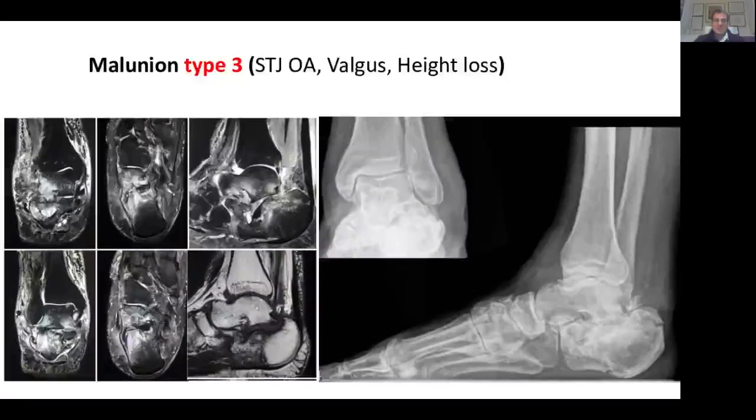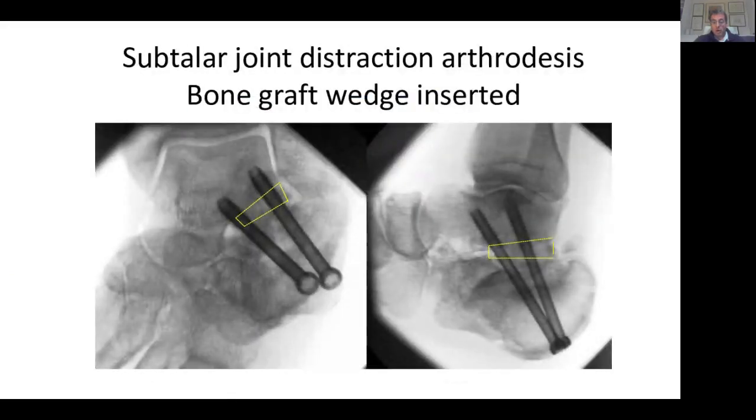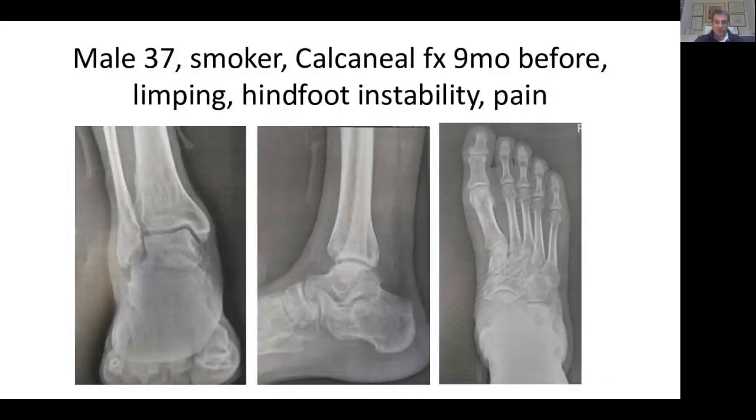As you can see in this case, there is arthritis, there is valgus alignment, but there is also a loss of height of the calcaneum. I don't think you can treat it arthroscopically because you may want to distract that hindfoot and get rid of the loss of height, so increase the height of the hindfoot by inserting a bone block, and that can only be done through an open procedure to improve not only the pain but also the overall mechanics of the hindfoot, so perform a distraction arthrodesis.